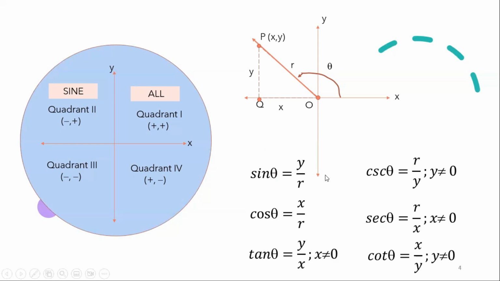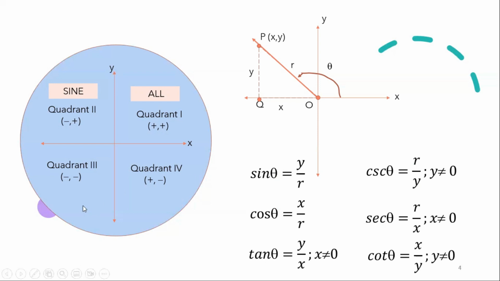Actually, if we review the trigonometric identities, cosecant is the reciprocal function of sine theta. You can see here y over r and r over y. So sine and its reciprocal function, which is cosecant, are the only functions positive on the second quadrant.